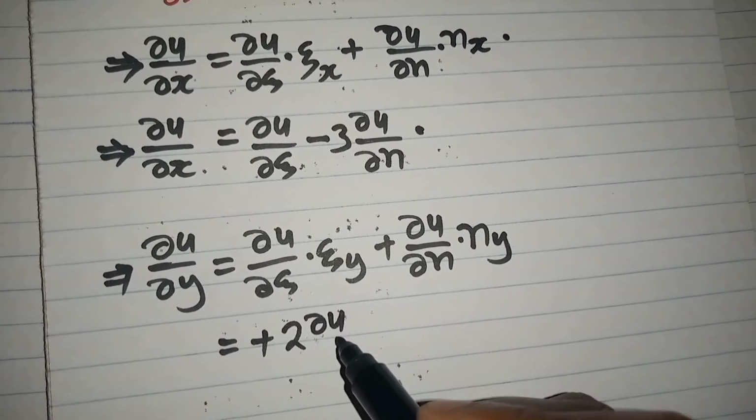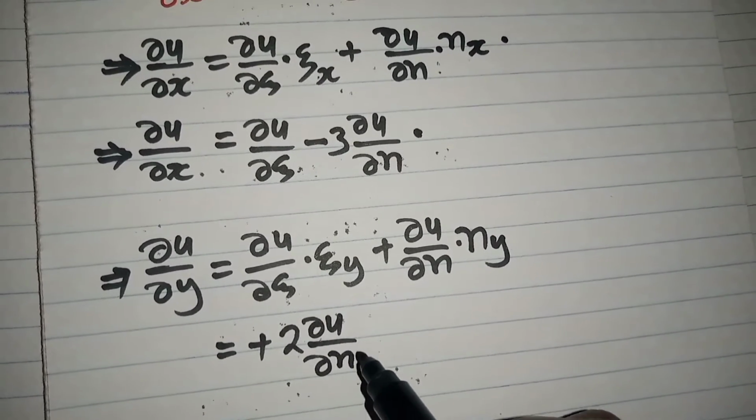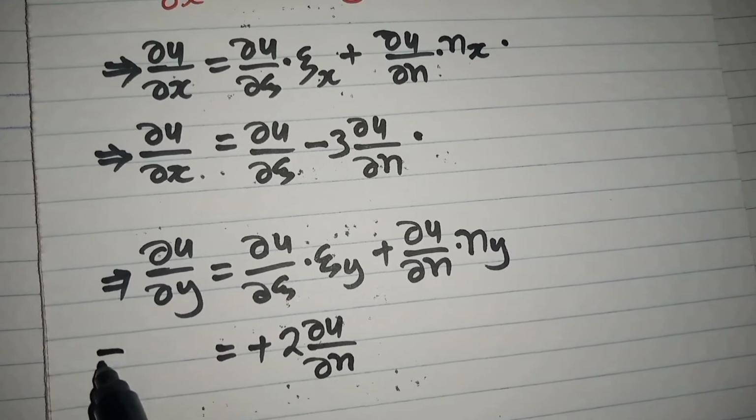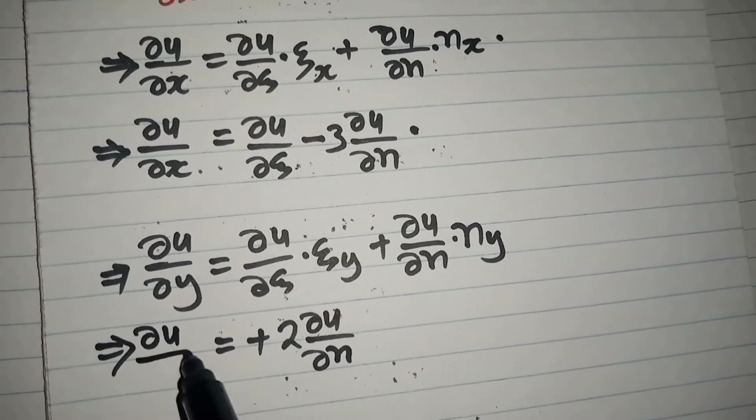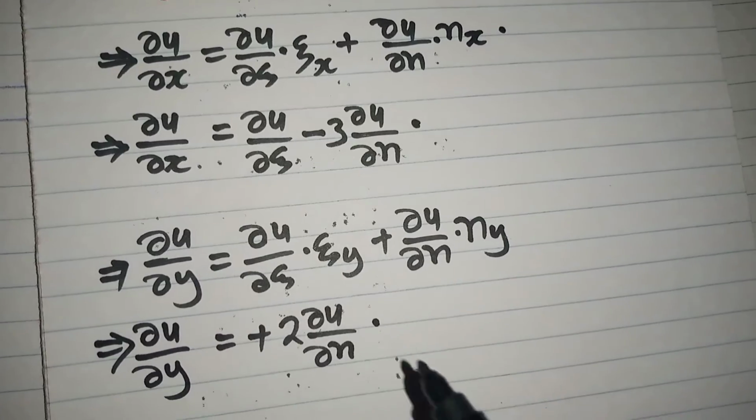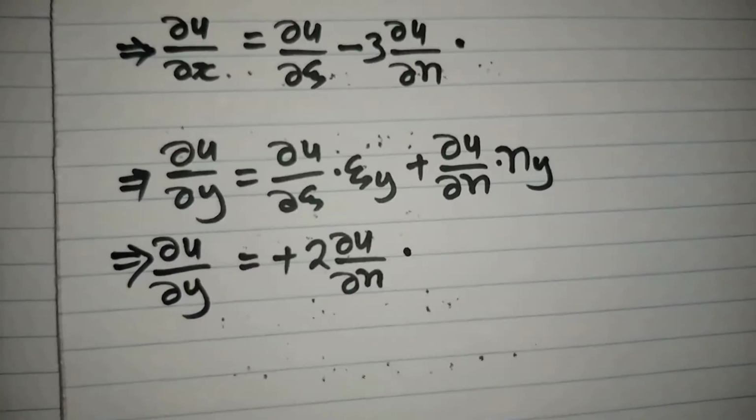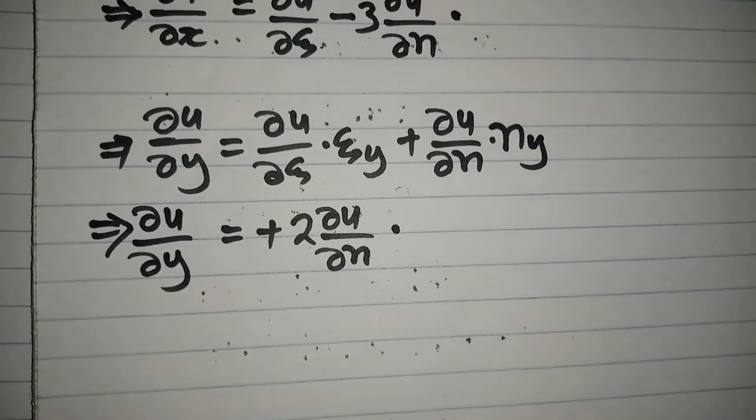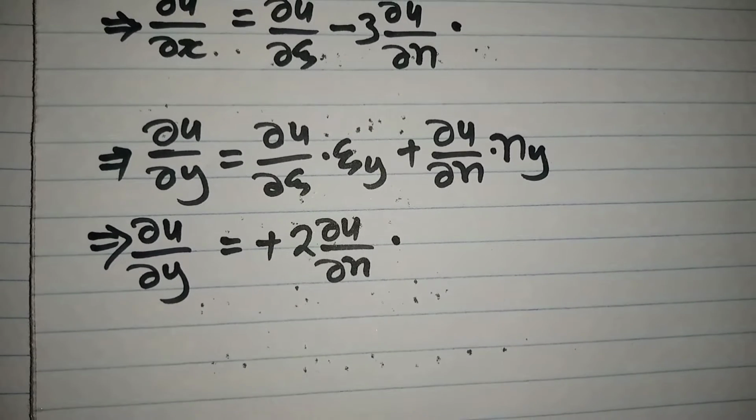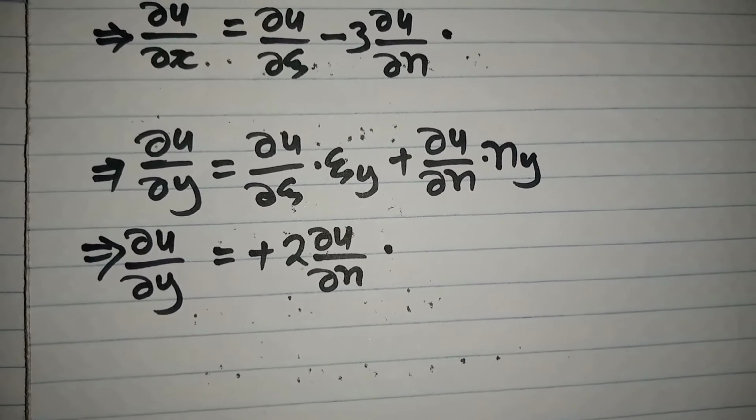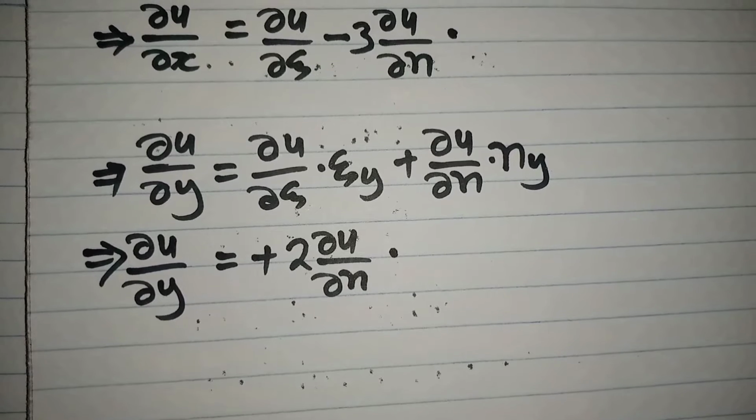Then the partial of u with respect to y. This is the value of the partial of u with respect to y in terms of nu, because xi has vanished.